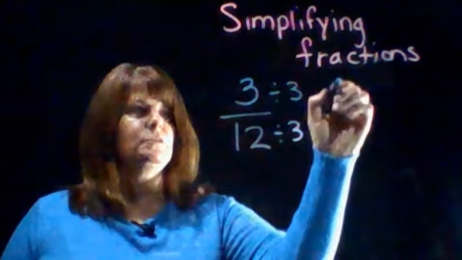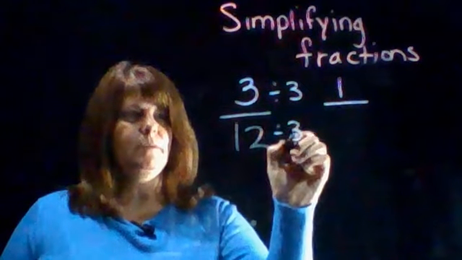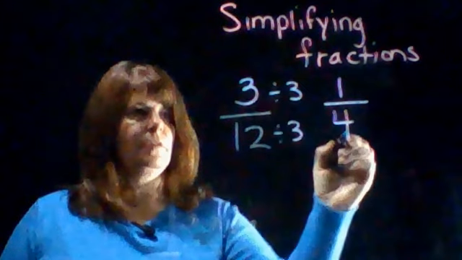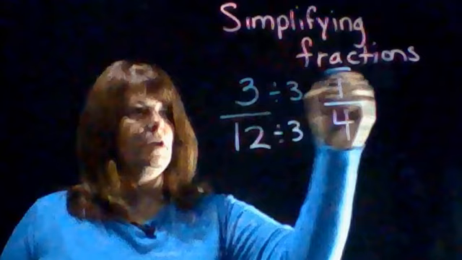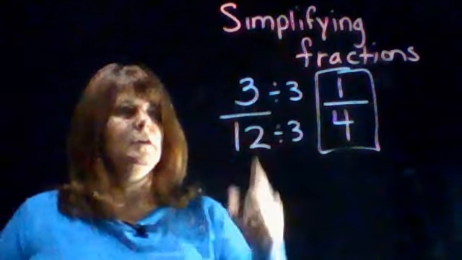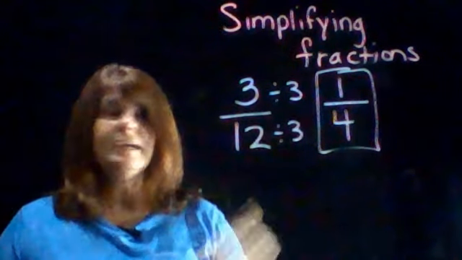3 divided by 3 is 1. 12 divided by 3 is 4. And again, I have a 1 in the numerator, so I am done. So 3/12 simplifies down to 1/4.